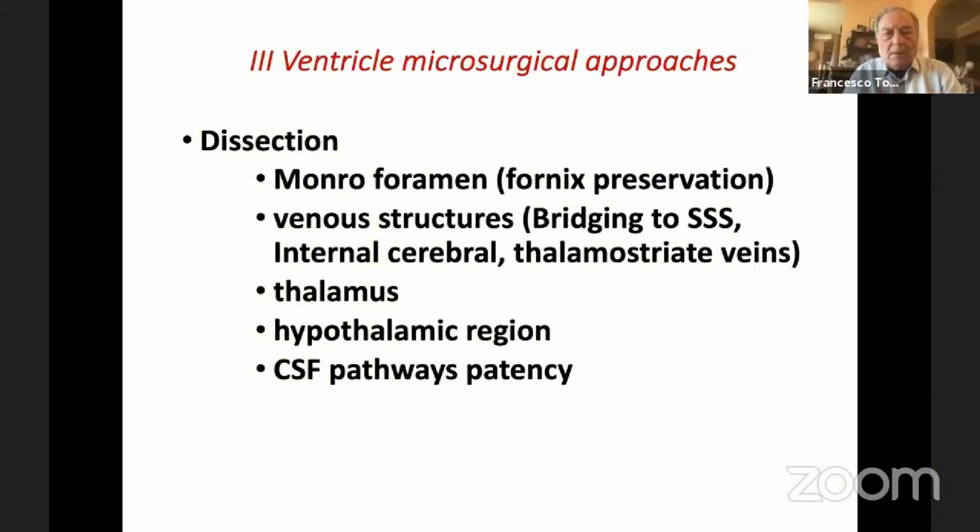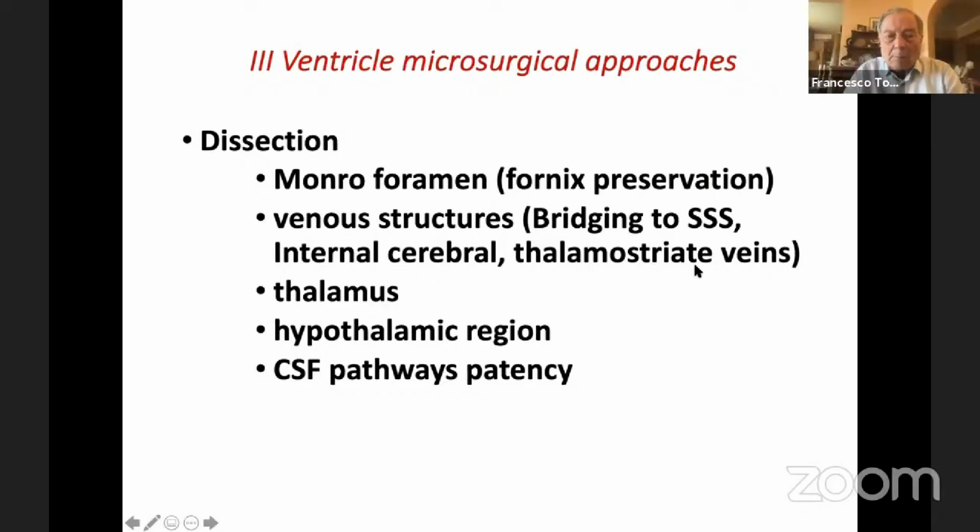So the Monro foramen is used depending on its size, because this is very important. Otherwise, we need to have other typical approaches that I will show you very soon. And the fornix preservation is absolutely essential. And the preservation of bridging veins, as I said before, the internal cerebral veins and the thalamostriate veins.